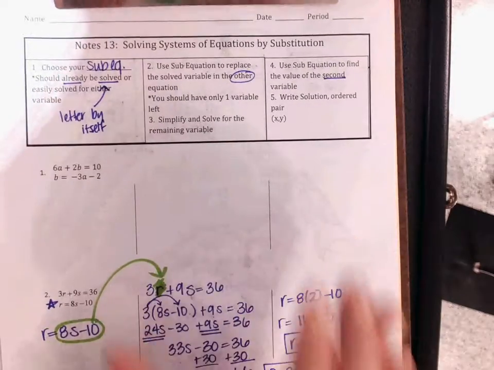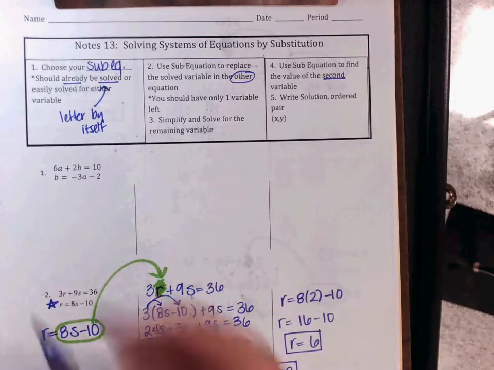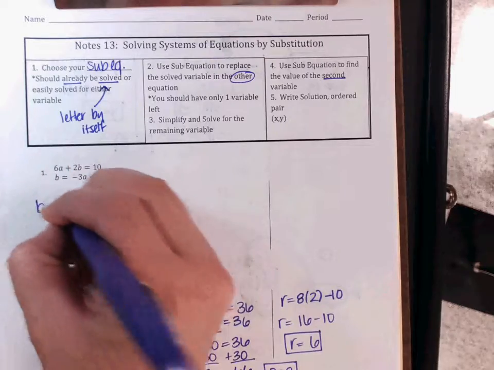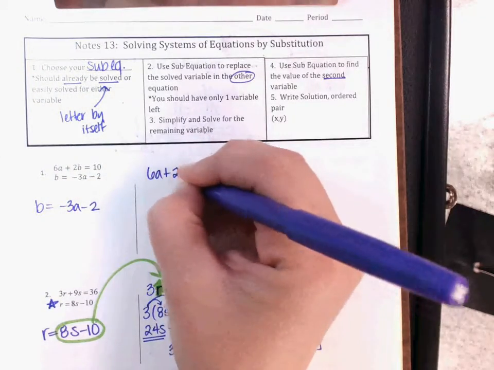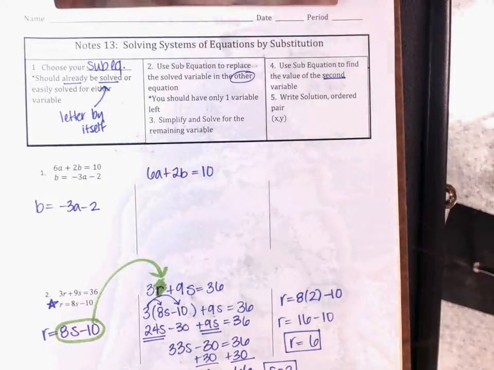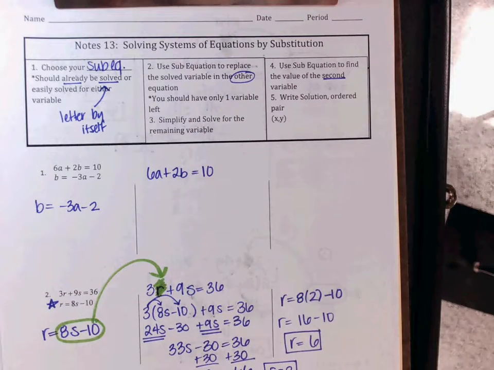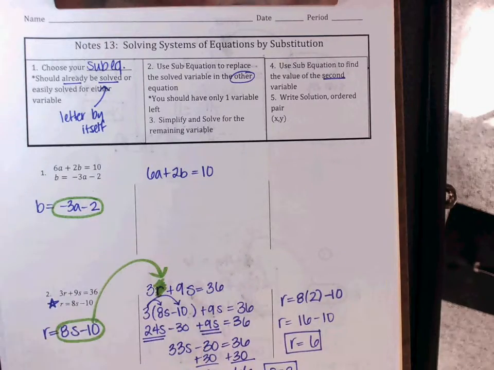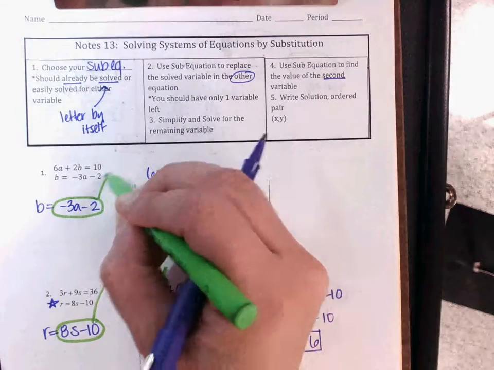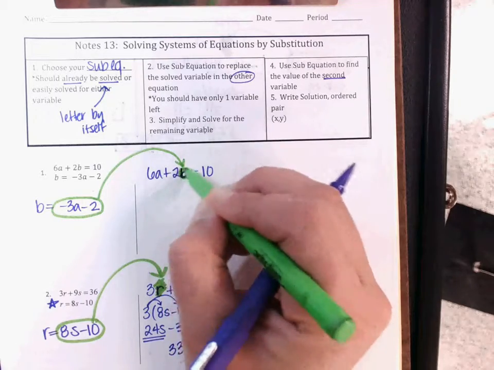Because it is another special case. So which one is already solved, top or bottom? Okay, bottom. So b equals negative 3a minus 2. 6a plus 2b equals 10 goes in the middle. Okay, from there, I'm going to take my negative 3a minus 2. I'm going to replace it with where my b is.